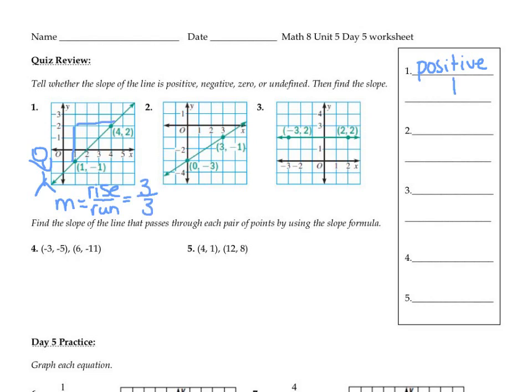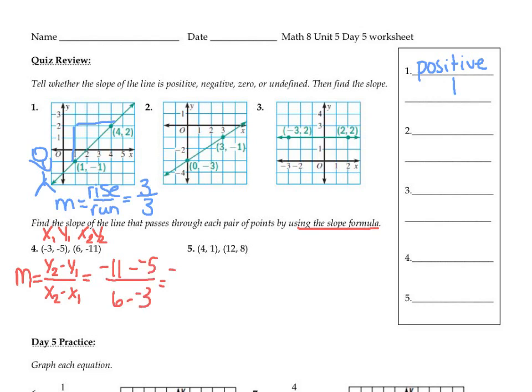Okay. Looking at number 4, I know the slope of a line, if I'm using my slope formula, m equals y2 minus y1 over x2 minus x1. And I know I'm labeling my points x and y, but then this first one gets 1s because that is my first point. The second one gets 2s because that is my second point. And now we're going to substitute in. So I've got negative 11 minus negative 5 over 6 minus negative 3.